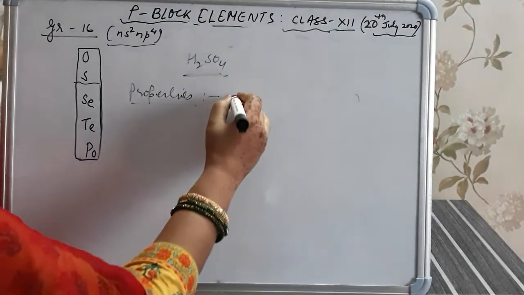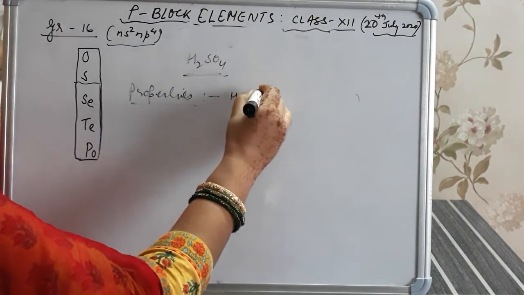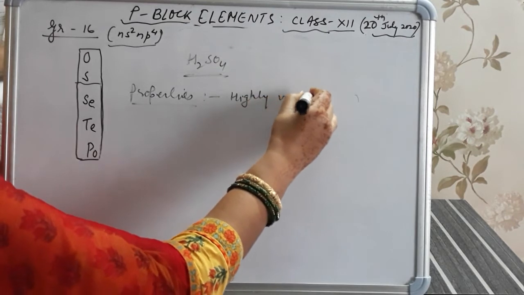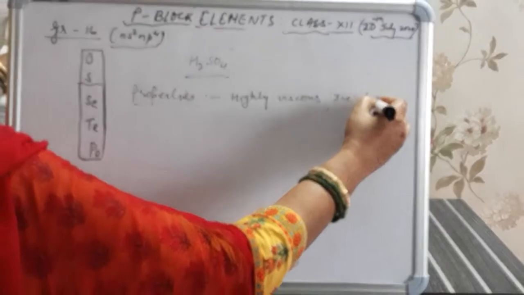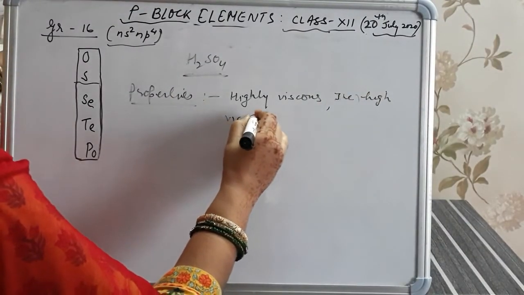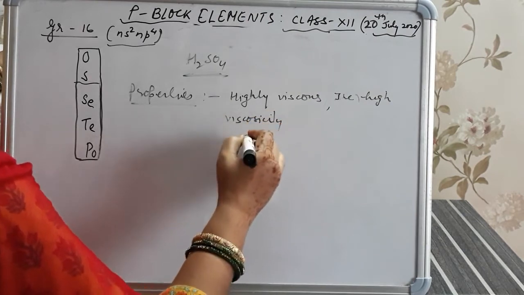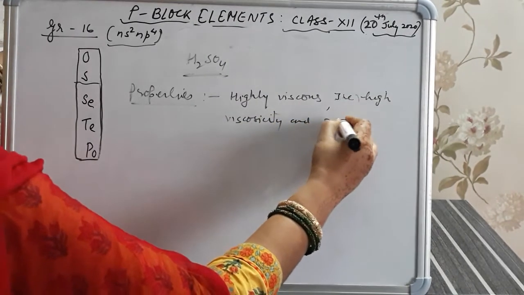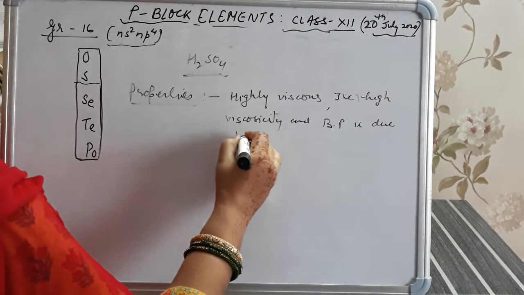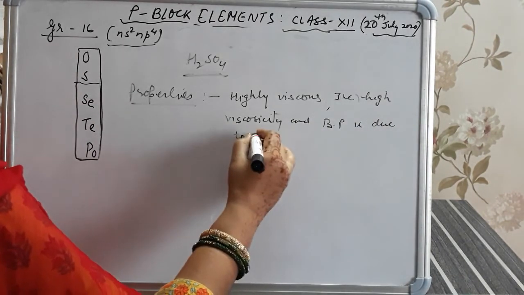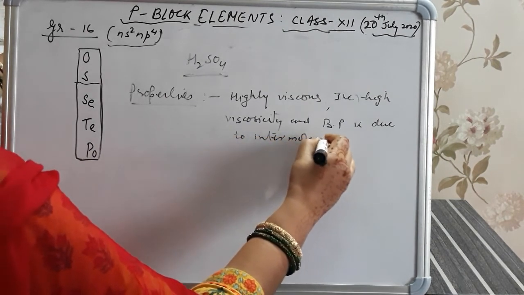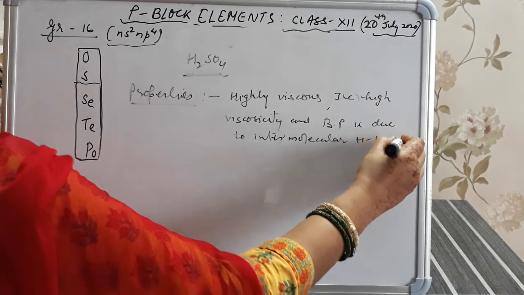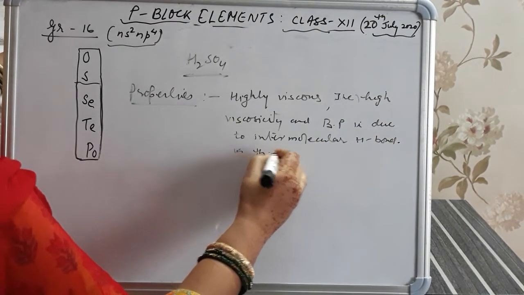Properties. Sulfuric acid is highly viscous in nature. At first, write down: high viscosity and high boiling point are due to the intermolecular hydrogen bond in the molecules of the acid.